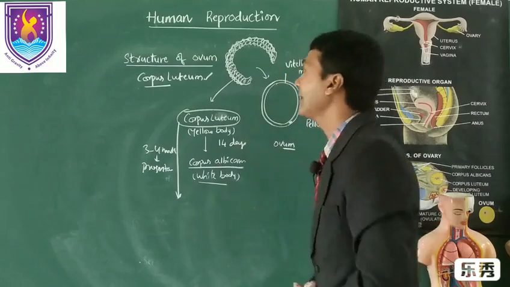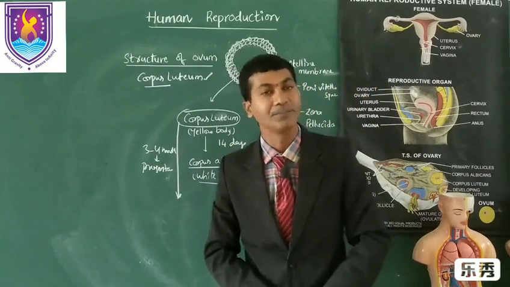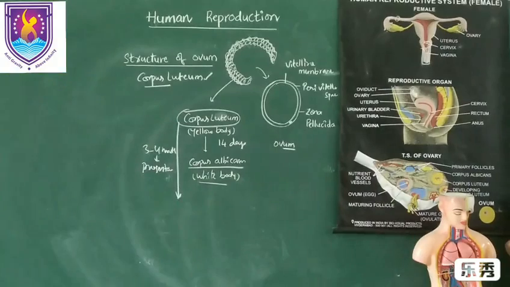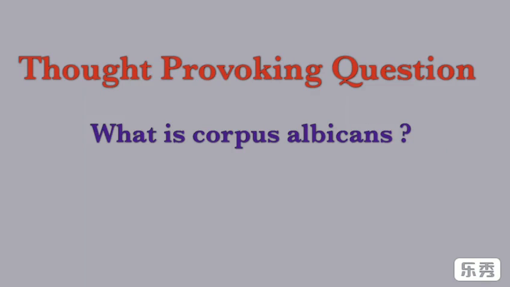So this is regarding the corpus luteum and ovum. Thank you. What is corpus albicans?